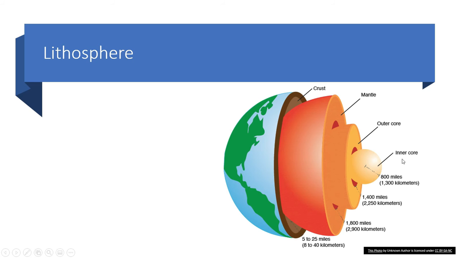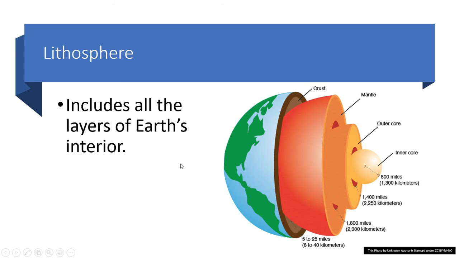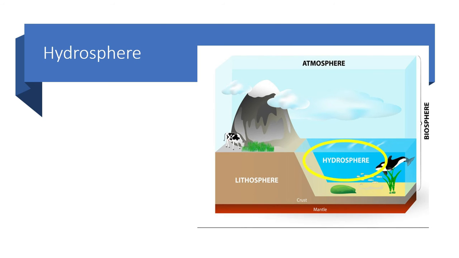Here are the different layers of the Earth: the inner core, the outer core, the mantle, and the crust. The crust is what we live on. All of these things, starting here, inner core, outer core, mantle, all the way to the crust, is considered the lithosphere. So it's all the layers of Earth's interior, okay? Rocks, minerals, and soil.